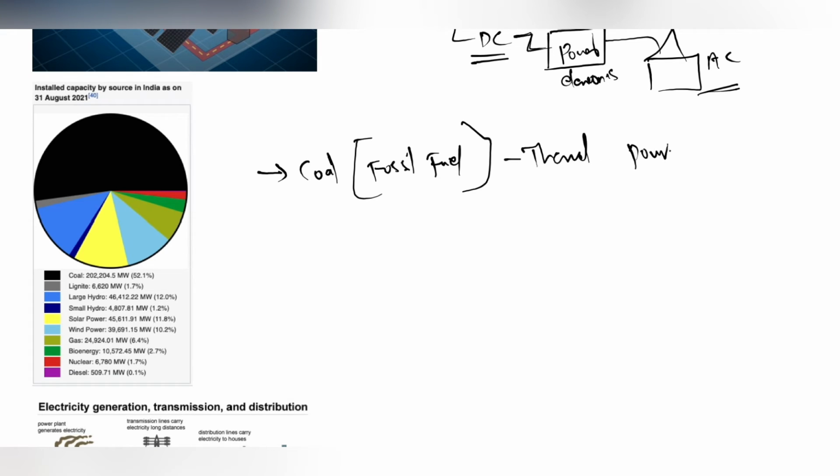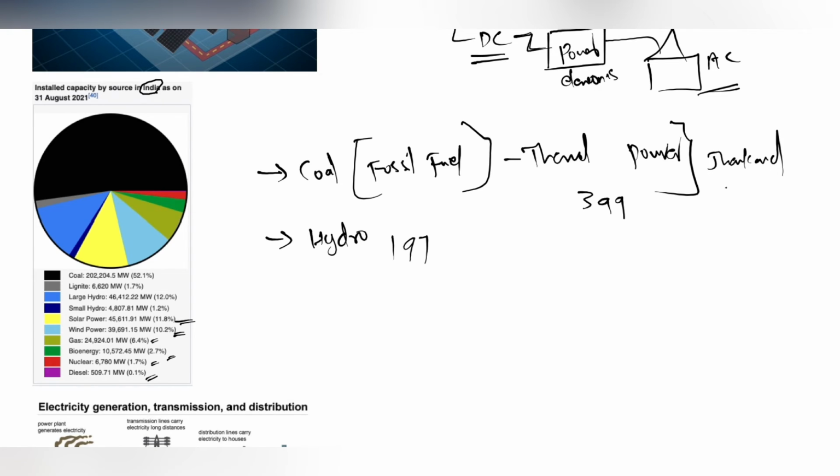India has totally more than 399 thermal power plants. Out of that, coal has got the major share, and some of them also use natural gas and other types of prime mover methods. The second largest is basically the hydroelectric power plants. In hydroelectric power plants, India has 197 hydroelectric power plants. Coal is actually the largest, where Jharkhand is our largest coal mining state.